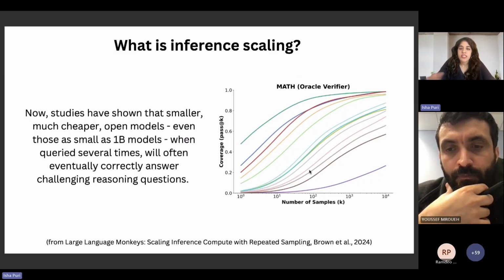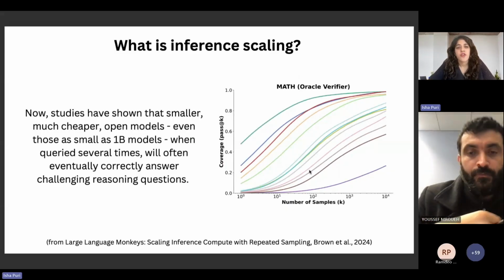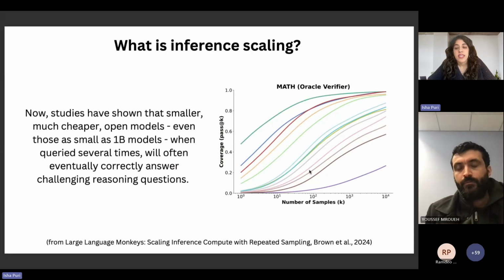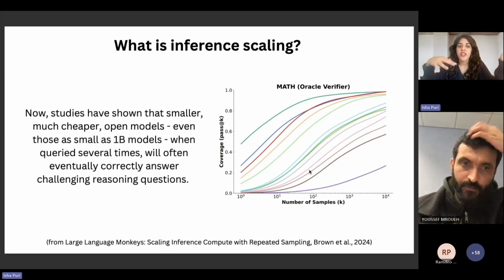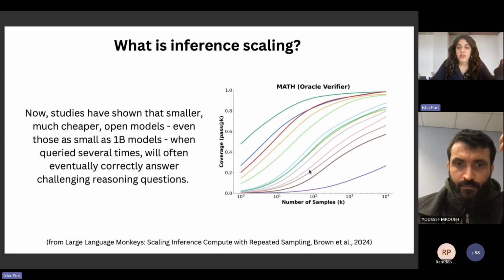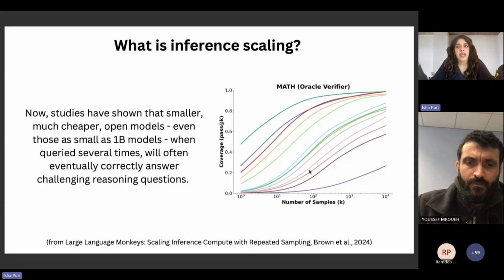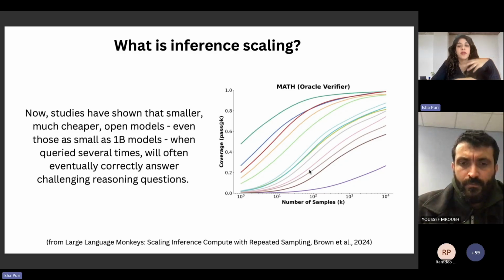So what is inference scaling? A lot of studies have shown that cheaper open models, even those as small as 1B models, when you query them several times, will actually eventually correctly answer relatively challenging reasoning questions. Obviously, when you query a Llama 1B model just once for every question, your accuracy is going to be a lot lower than your accuracy if you query GPT-4 once for every question.